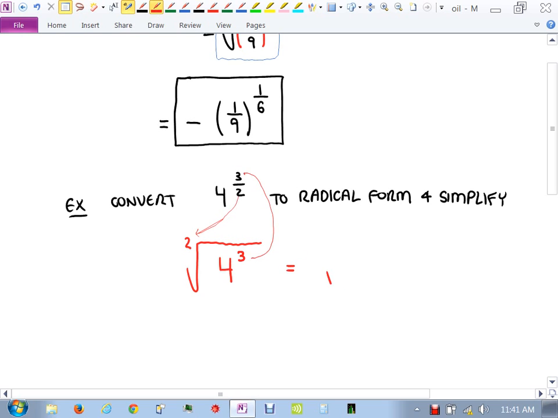Now that's correct, but I wanted you to simplify. So what is 4 cubed? What's 4 times 4 times 4? 64. And what's the square root of 64? It's 8. Okay, so let me make sure you have the 64 from doing 4 cubed, 4 times 4 times 4.